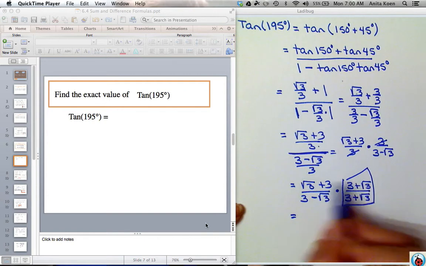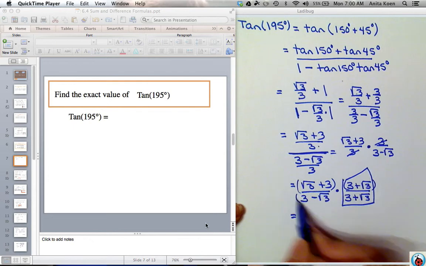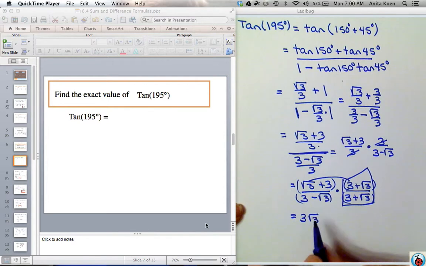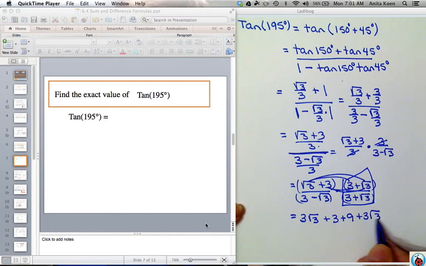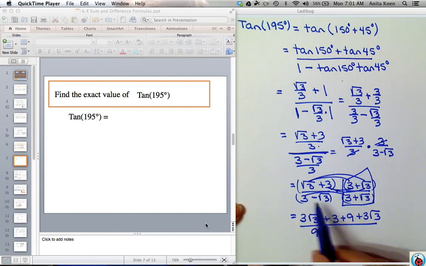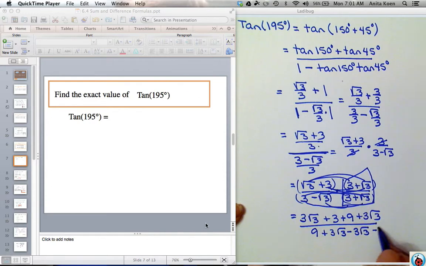So now we're going to multiply these together. These are two binomials, so if you want to put parentheses here to help you, that would be great. And then you're going to do 3 square roots of 3. Then you're going to do 3. Then you're going to do 9. And then you're going to do 3 square roots of 3. And then in the denominator, we're going to get 9, 3 square roots of 3, minus 3 square roots of 3, and then minus 3.